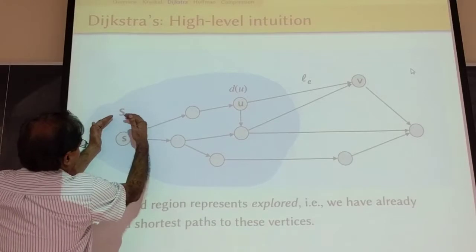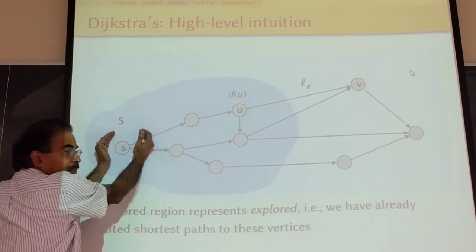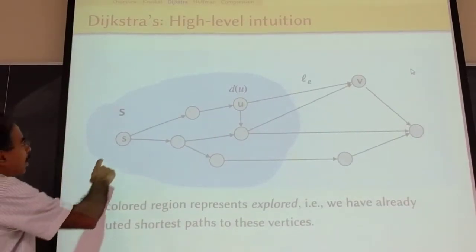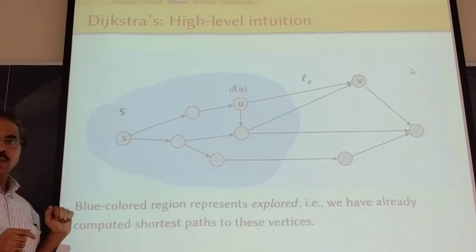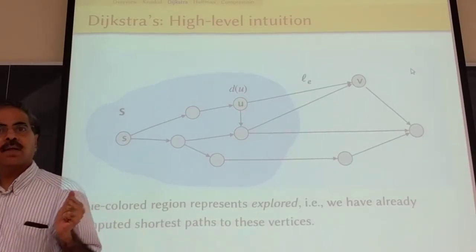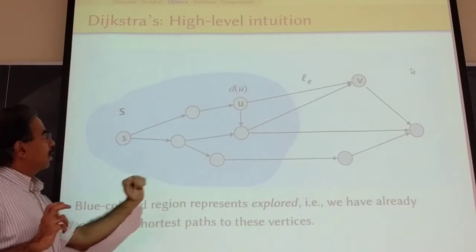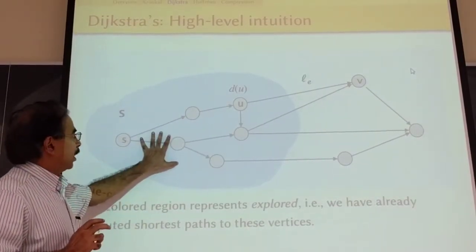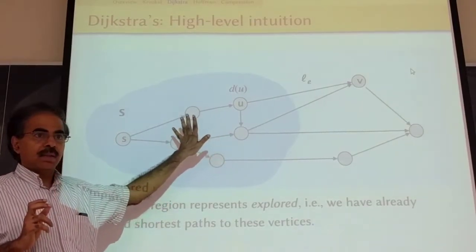We said that at the very beginning your explored set contains just S. Now we are looking at some intermediate stage where you have explored some subset of the network. What is the meaning of explored? You know the shortest path to the nodes in it. Correct. I just wanted to remember that by putting something in explored, what we are saying is that we have already computed the shortest path.